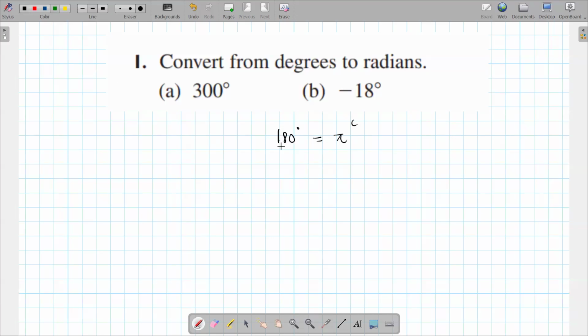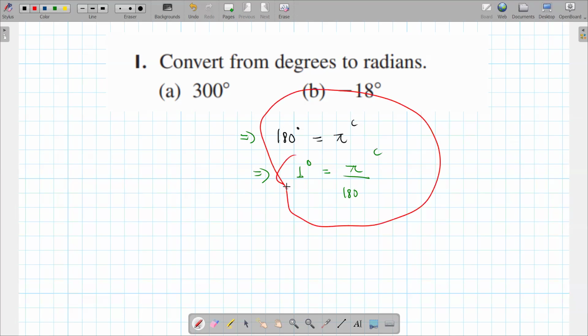Divide both sides by 180. What would 1 degree be? You have this equation. If you divide both sides by 180, what do you get on the right side? You'll get pi over 180, right? Pi over 180 radians. So this is your conversion factor. Oh, yeah, it's a combination of both of them. So how does that help us?